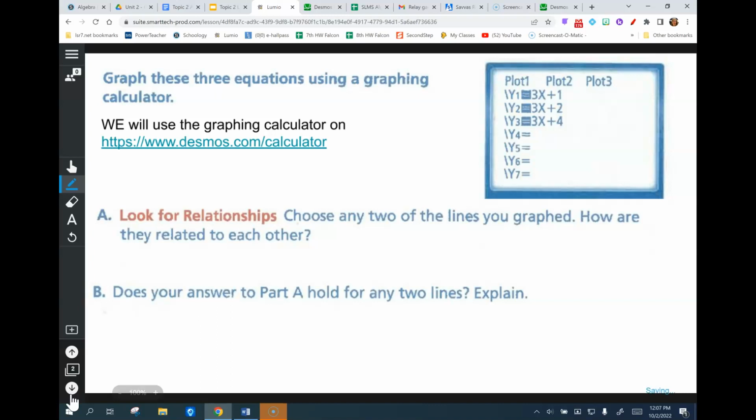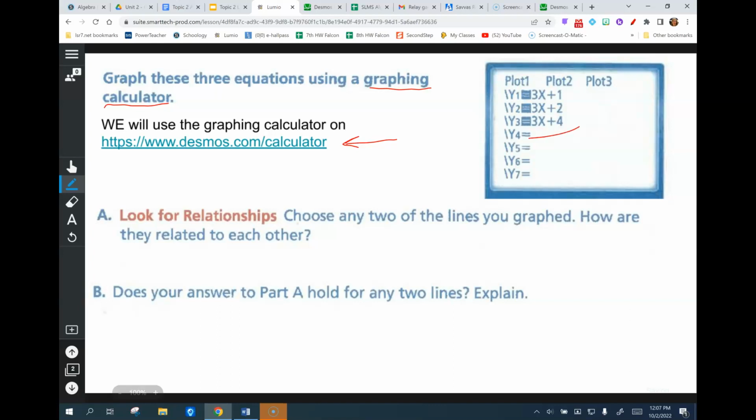The first thing your book says is graph these three equations using a graphing calculator. And you might be saying to yourself, I don't have a graphing calculator. Well, don't worry, we've got you covered. We're going to be using the Desmos calculator today, which is really helpful too, because that is something that you can also use on many standardized tests. You will be allowed to use it for your EOC, so it's good that we get used to it.